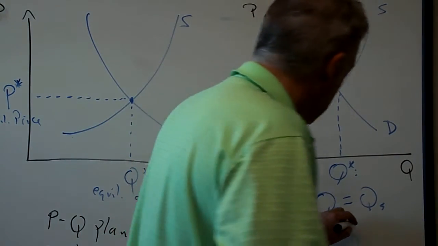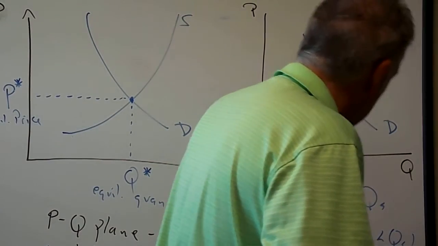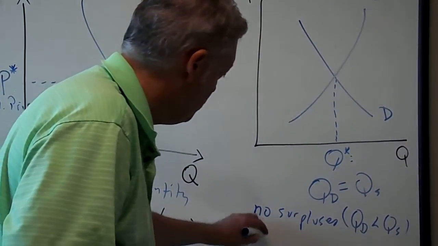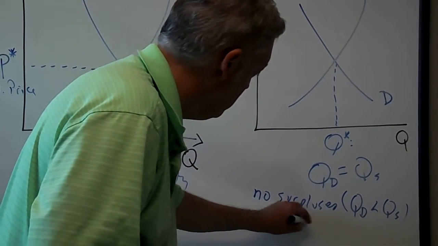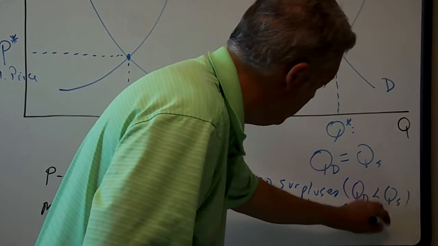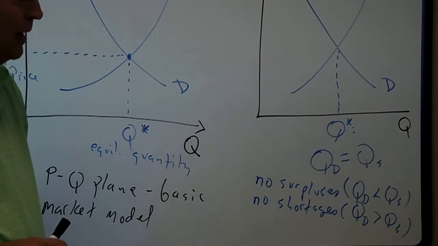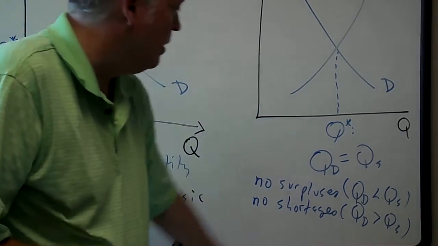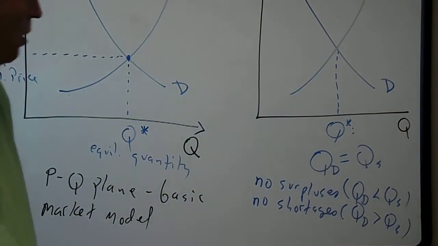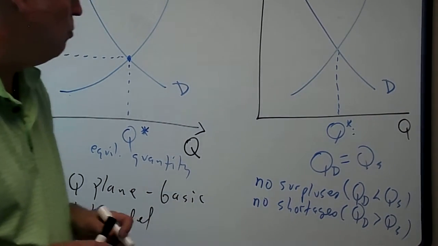And a surplus condition is a case in which the quantity demanded is less than the quantity supplied. In other words, there's too much quantity supplied. And there are also no shortages. A shortage is a condition in which the quantity demanded is greater than the quantity supplied. The supply side is unable to fulfill the demand needs of the buy side. So in the case of equilibrium quantity, we say that there is an equality between quantity demanded and quantity supplied, such that there are no surpluses and no shortages.